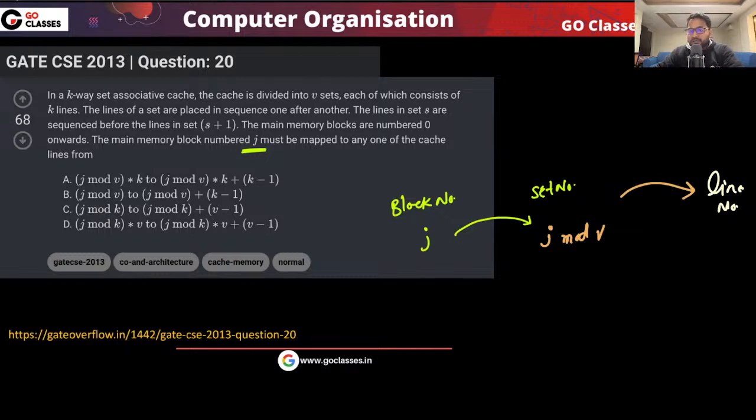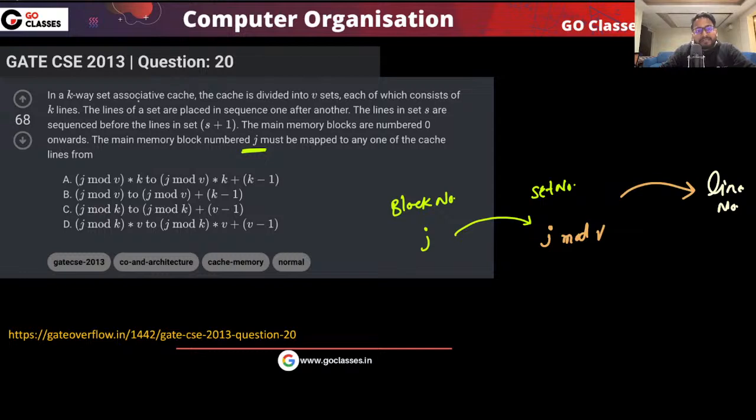Someone is asking, sir, in set associative, what will be the relation between cache line bits and number of sets? Cache line bits, number of sets. I'm not getting your question. Let me just continue with this.